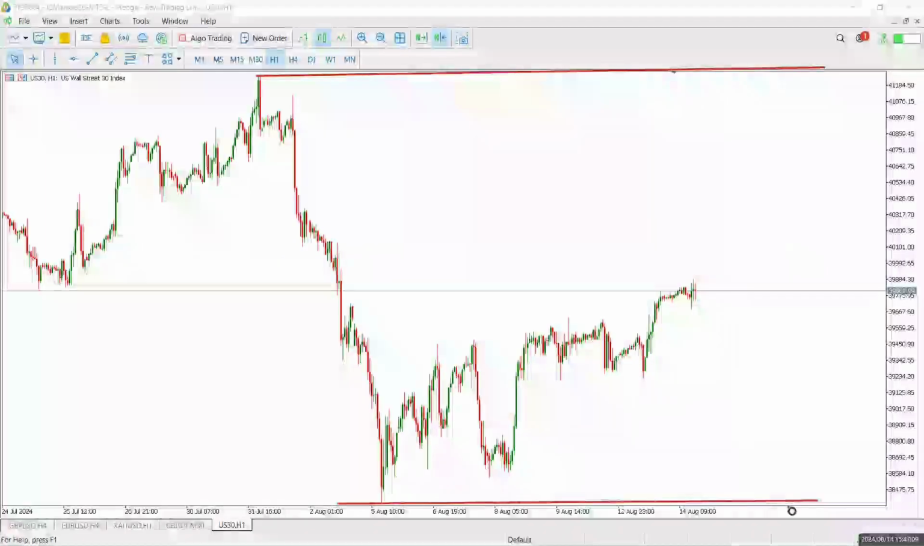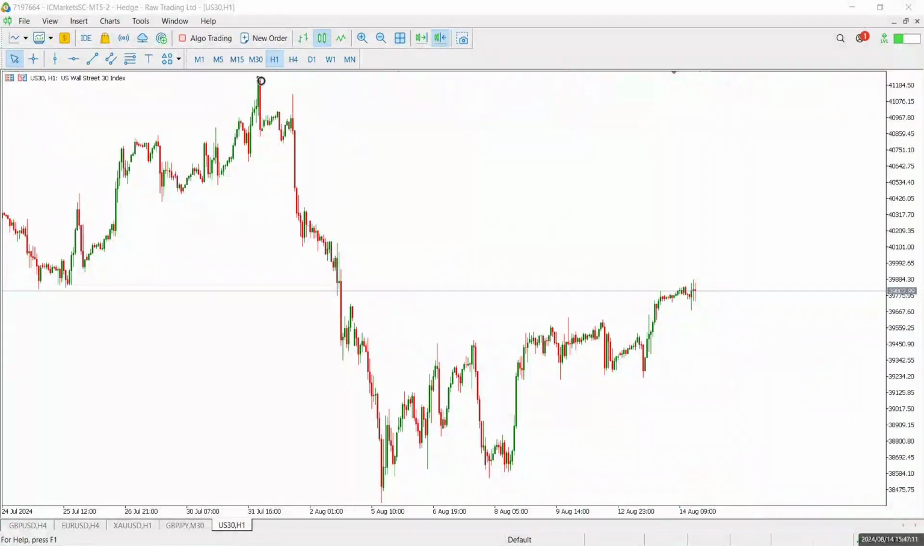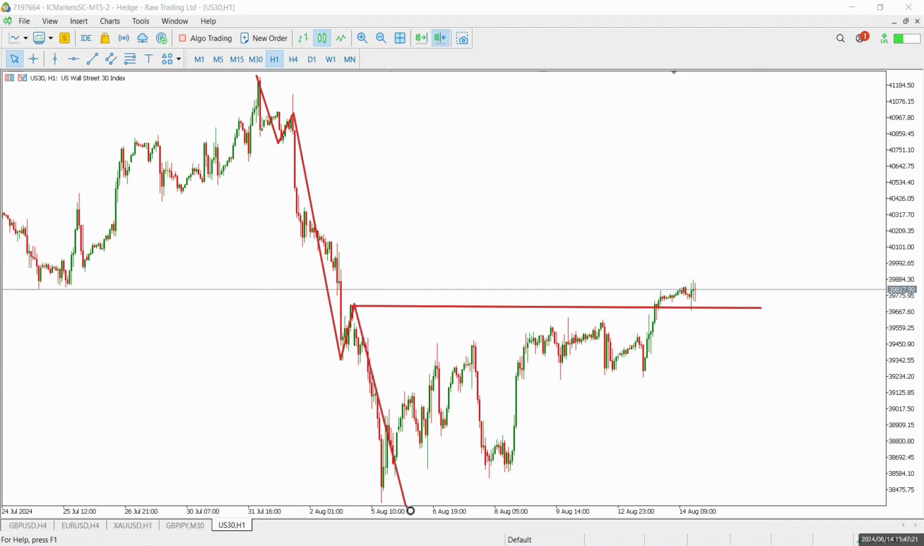Okay, so what are the fractals right here? We can see price makes push exhaustion right here. Equal fractal push exhaustion right here. This is the last lower high in regards to this fractal. Then all of these are push. Then this is where the clear break of structure happened at this point.